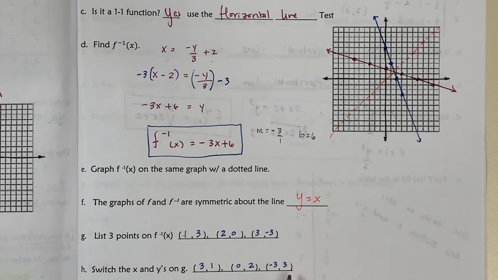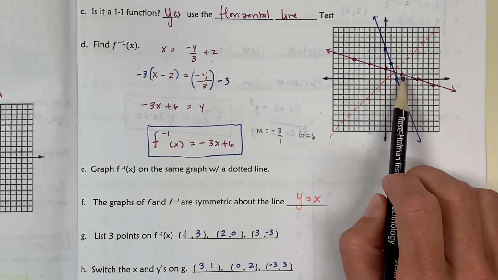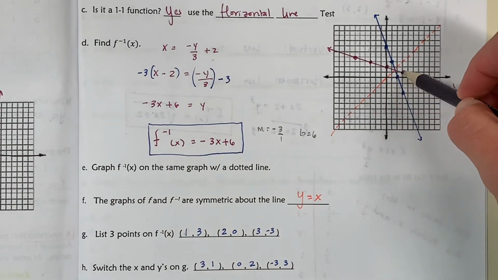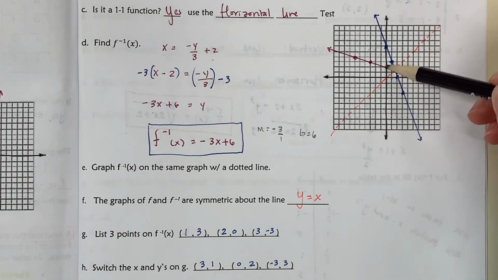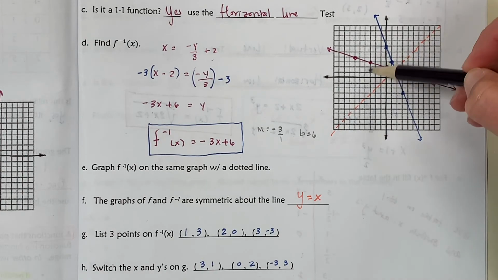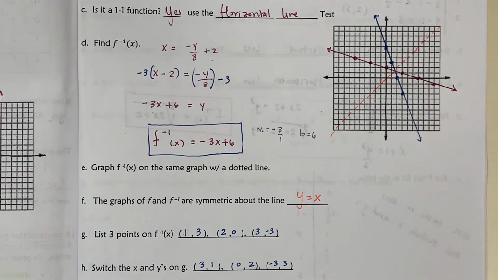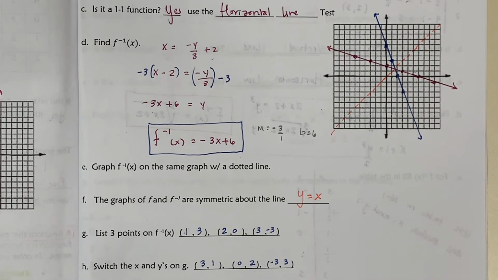So let me check my pink curve. If I go right 3, up 1, yes, I have a point. 0, 2, yes, I have a point. Negative 3, 3, I have a point. Okay, so remember, we can always compare it with ordered pairs by switching the x and the y's. We can always compare it on the graph by making sure the two graphs are symmetric about the line y equals x.